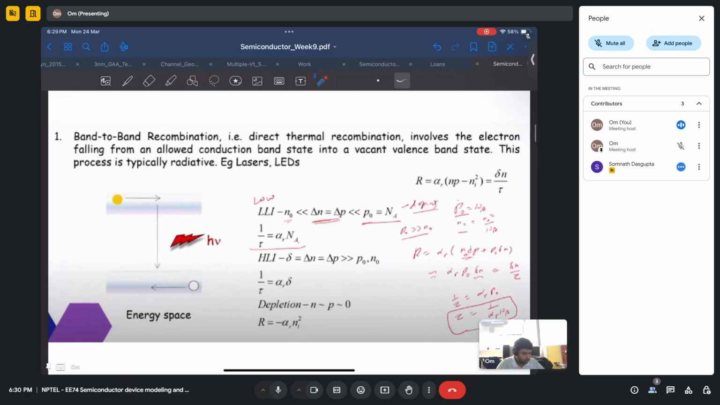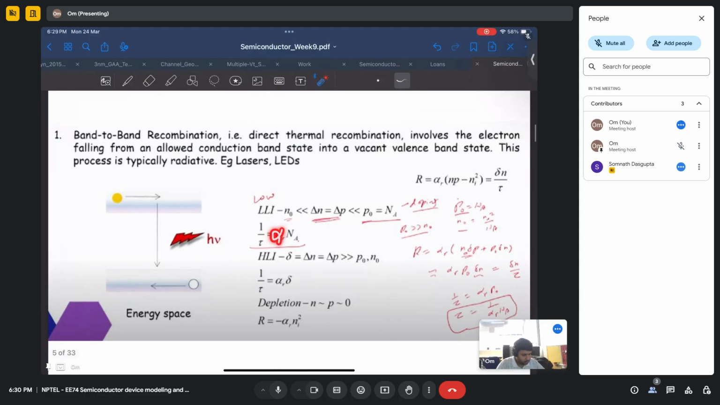Alpha is like a proportionality constant here. It is just a relational parameter between the rate. It is a constant parameter. So 1 by tau is proportional to Na. That means tau is inversely proportional to Na, and alpha is just a proportionality constant.